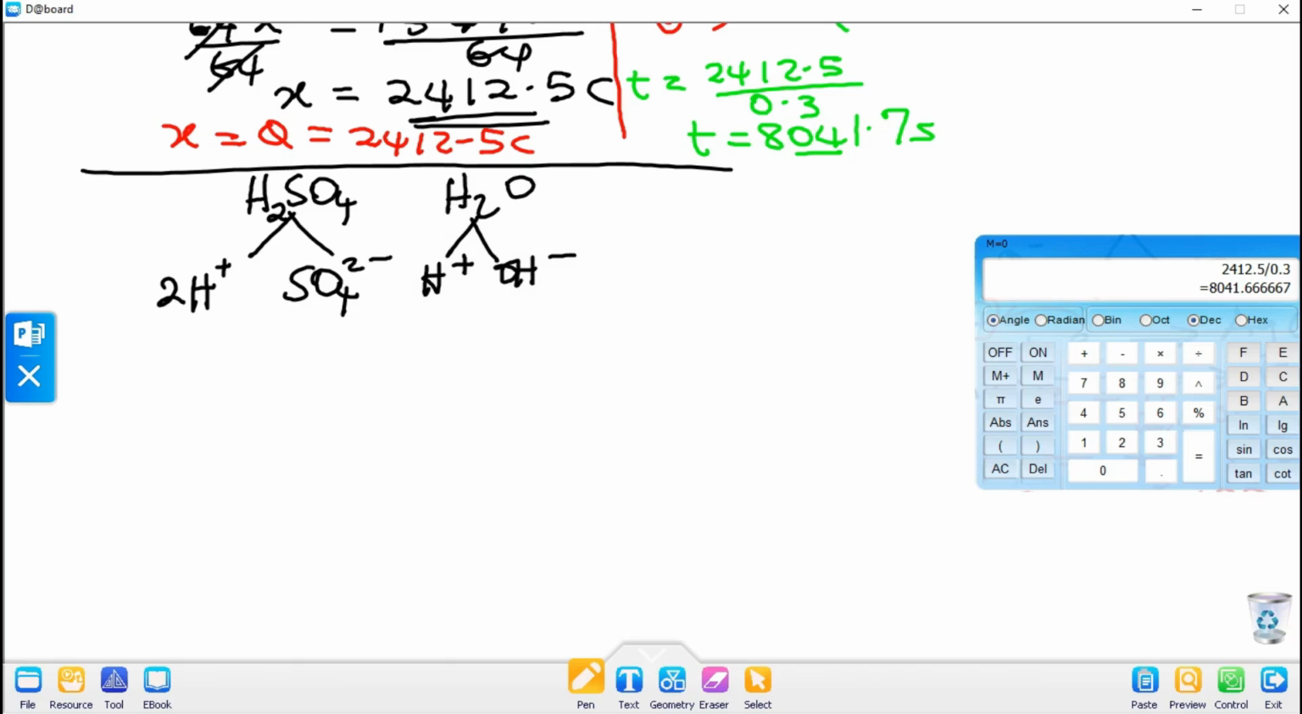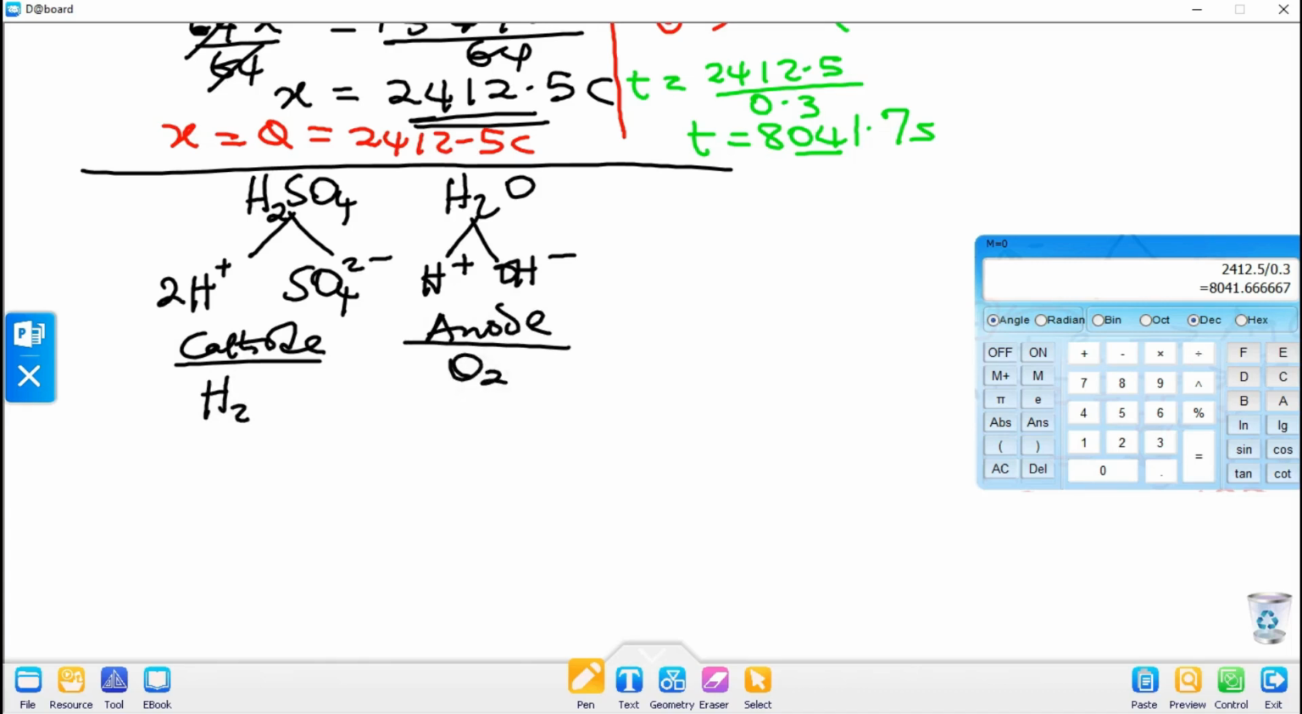So this is what we have. Hydrogens proceed at the cathode. SO4 2 minus and OH minus move to the anode. So at the cathode, hydrogen will be liberated. At the anode, we have seen that oxygen will be liberated. So there is no need going about doing the equations again. We just know that at the cathode, hydrogen will be liberated there. We have seen that before. And at the anode, oxygen will be liberated.